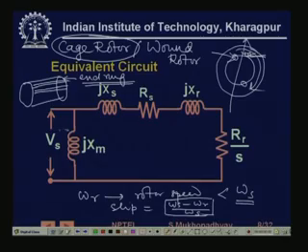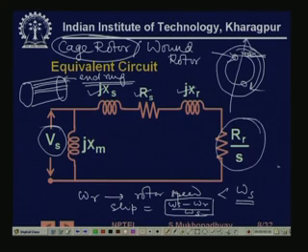So this is the supply Vs, these are the leakage inductances of the stator, this is the inductance of the rotor, and this is the representation of the rotor equivalent resistance. Some of it represents copper loss, the heat produced in the rotor coil, and the rest of it indicates what amount of electrical to mechanical power conversion is going to take place. This is the magnetizing impedance.